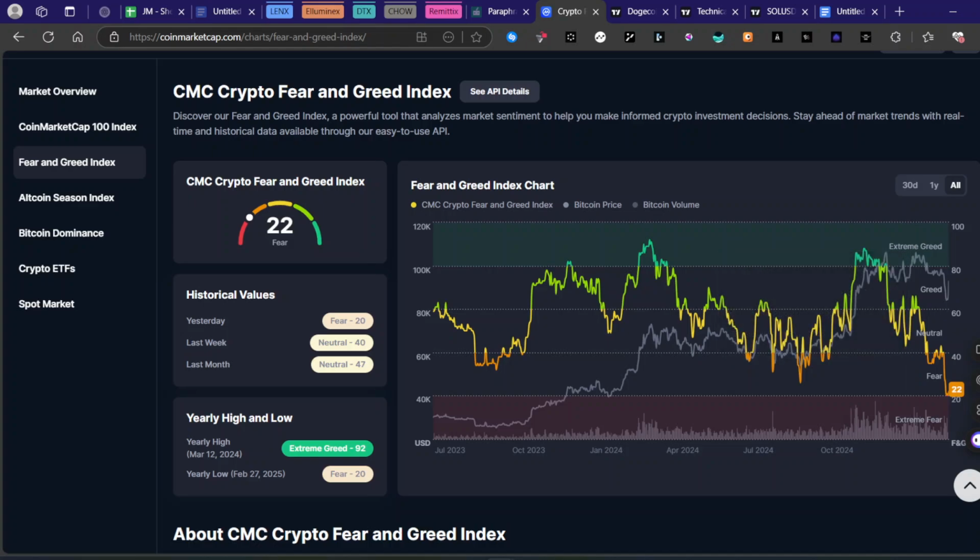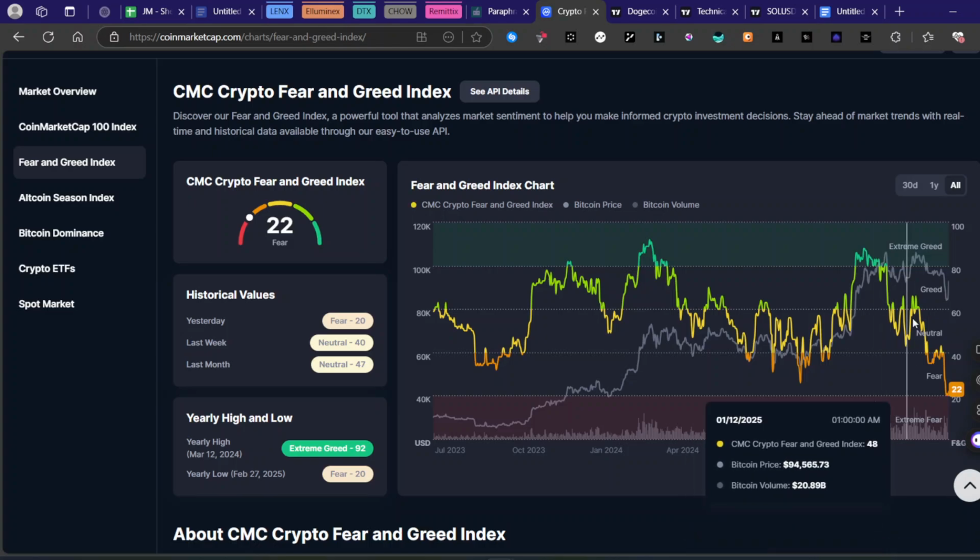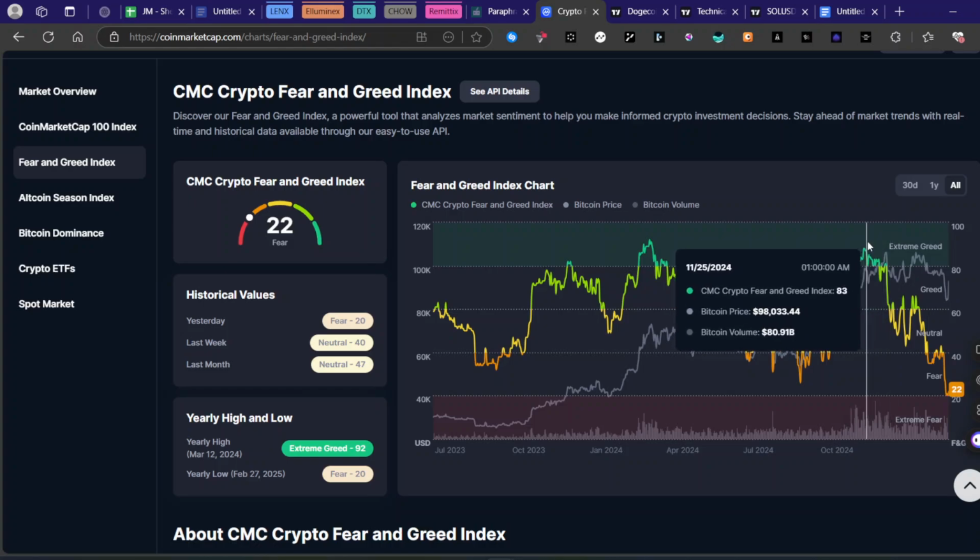A reading of extreme fear could indicate that the market is oversold, while extreme greed could mean that the market is overbought and due for a correction. Understanding this balance can help you make smarter trading decisions rather than blindly following the crowd. Now that we know what it is, let us talk about how it is calculated.